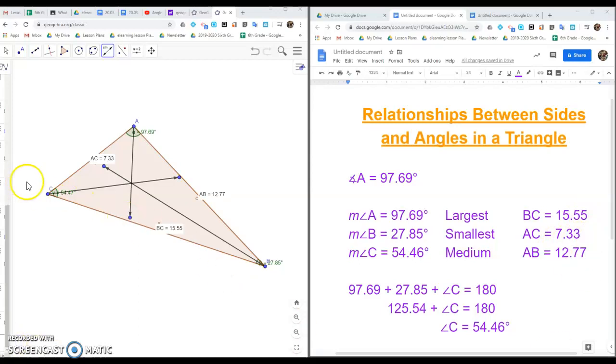And there it is. We have the measure of angle C is 54.47 or 54.46. And directly across from angle C is the line segment AB, and it is 12.77. Well, 12.77 is in between 15.55 and 7.33. If that's confusing, let's just look at the whole numbers. 15, 7, and 12. Is 12 between 7 and 15? It is. And medium would be between smallest and largest.